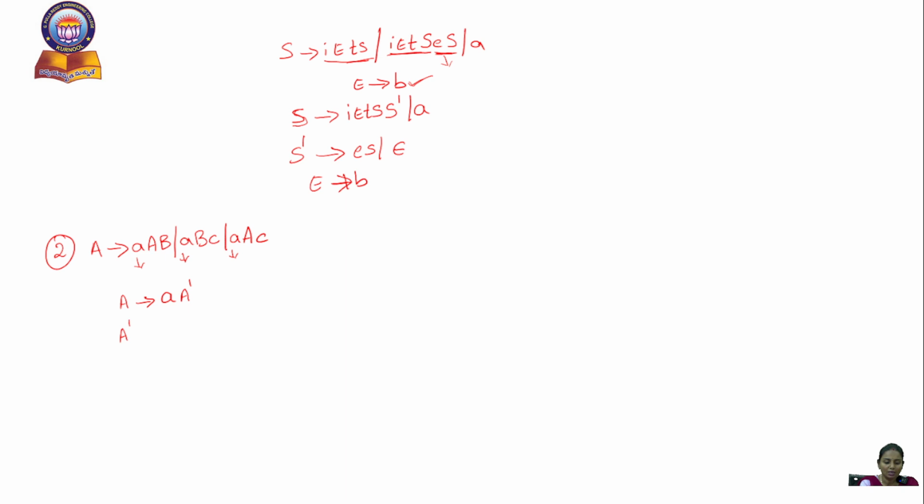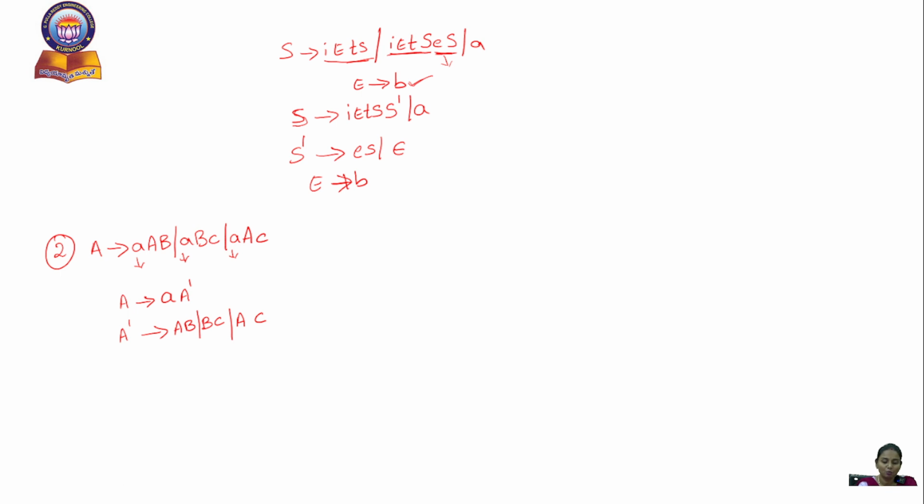And what is A dash going to produce? What is left in the productions here? In the first production, AB is left over, so I have written AB, and here BC is left over, so I have written BC, and AC is left over here, so I am going to write AC. So like this you have to write. This is the removal of left factoring.